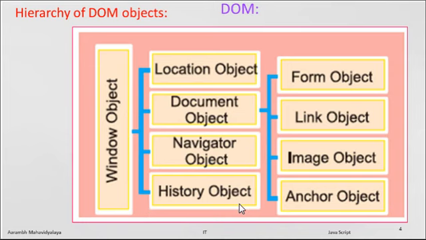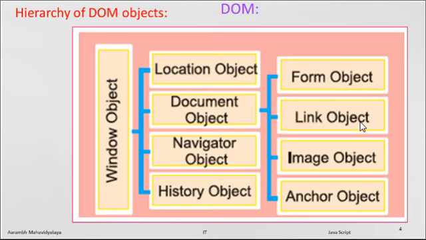Within these objects we are studying only the Document Object Model, and it is again divided into 4 parts: form object, link object, image object and anchor object. Form object means whatever the different contents of the form are accessed, that means whatever input information is provided by the user on the form, that information gets accessed by using the form object. We are going to see its example.